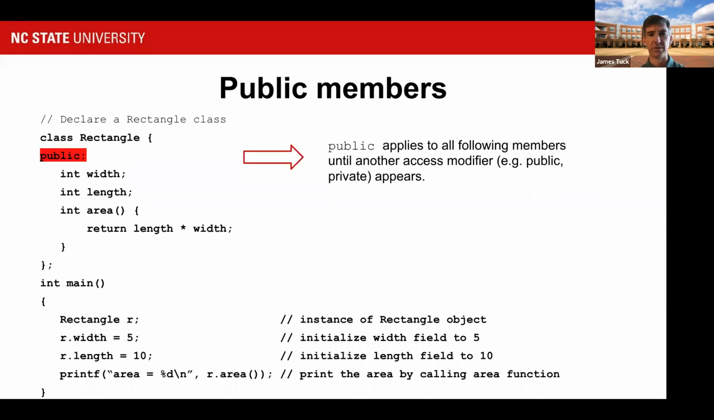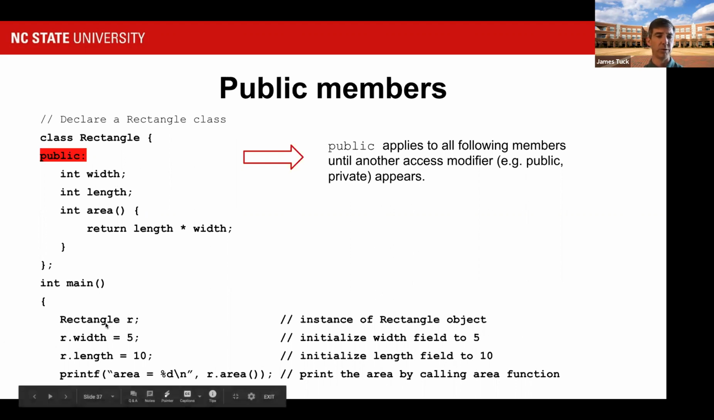So here's that code I showed you again. When we wrote the rectangle class, we had this public keyword at the very beginning, and this tells us that width, length, and area are public members of rectangle. And that means wherever we have a rectangle object, any code is allowed to access the width, the length, or the area. So any code could change the width, change the length, or call area.